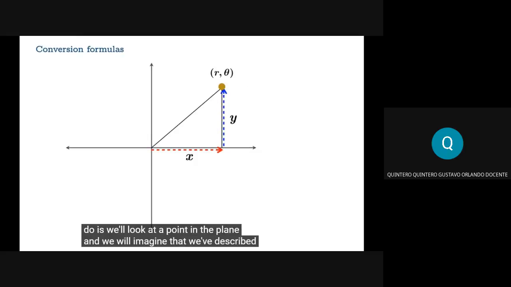And this is how. So what we'll do is we'll look at a point in the plane. We'll imagine that we've described both the Cartesian and polar coordinates for that point.